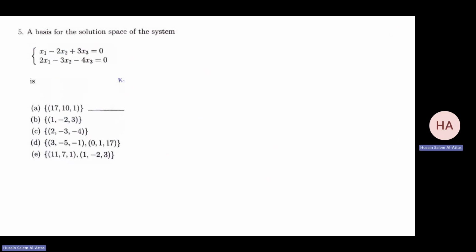Okay. A basis for the solution space. I think we did something like that. Actually, this can be 4.2 or also 4.4. In 4.2, we don't mention the basis, but we are doing it. So let me do the calculation. My matrix is 1, minus 2, 3, 2, minus 3, minus 4. I want to rewrite it now in echelon form.